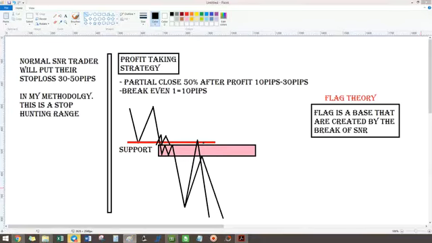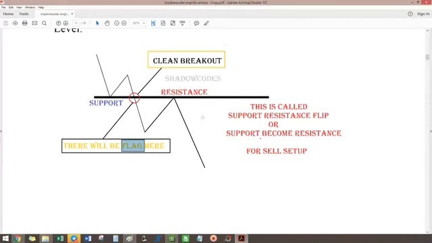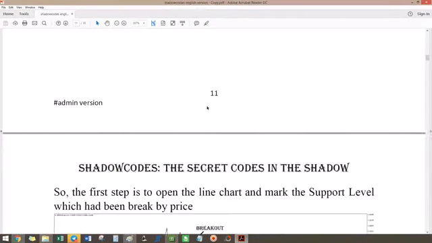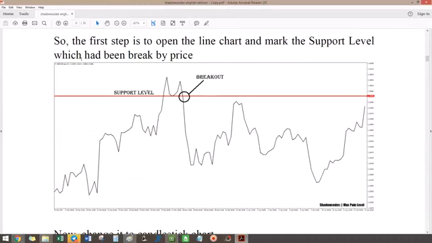If you have any question, you can ask at the Telegram. And when we break, we always have a base or flat. Yes, when you break the support level, you will always have a flat. You can zoom in to a lower time frame and you can see a flat. For example, let's see the example.